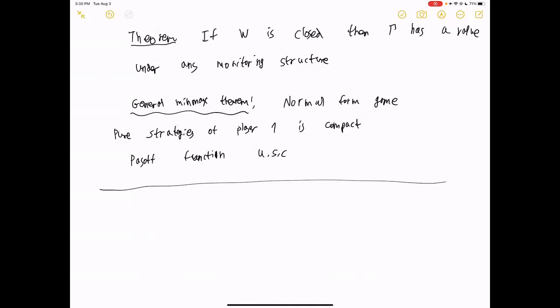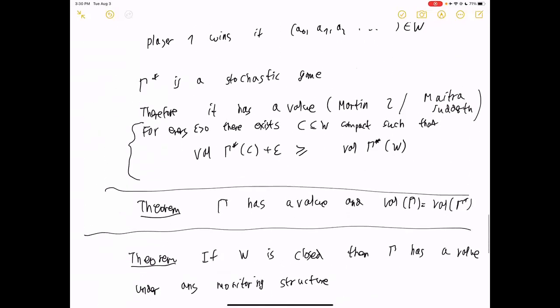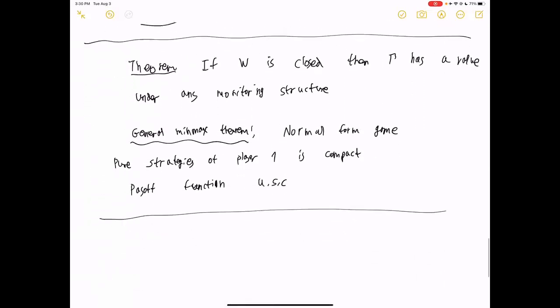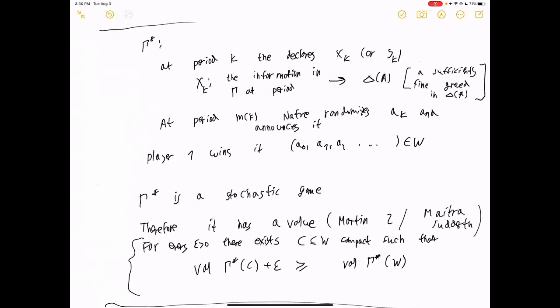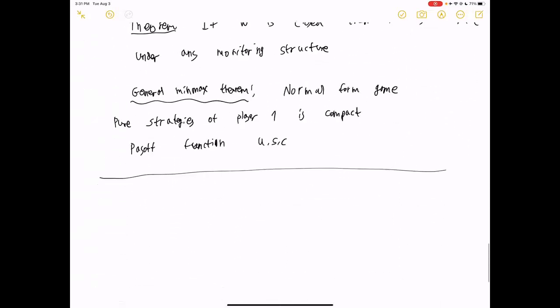Gamma star has a value. You remember that I defined a new game, gamma star. This gamma star has a value. I'm going to prove to you that this is also the value of gamma. I have to prove to you that gamma has a value and that the value of gamma is this value of gamma star. I need to prove to you that each player can guarantee in gamma what he can guarantee in gamma star.